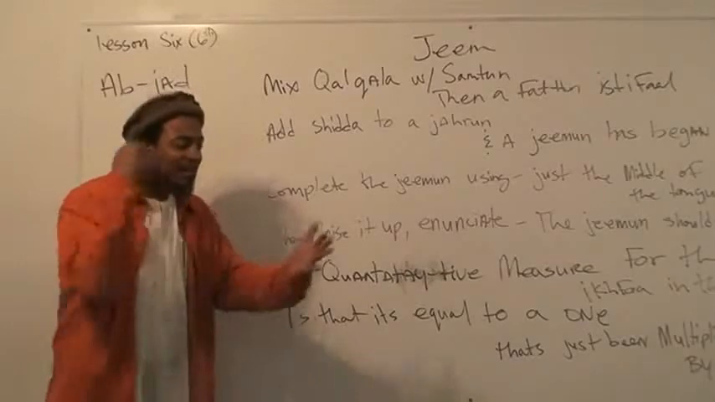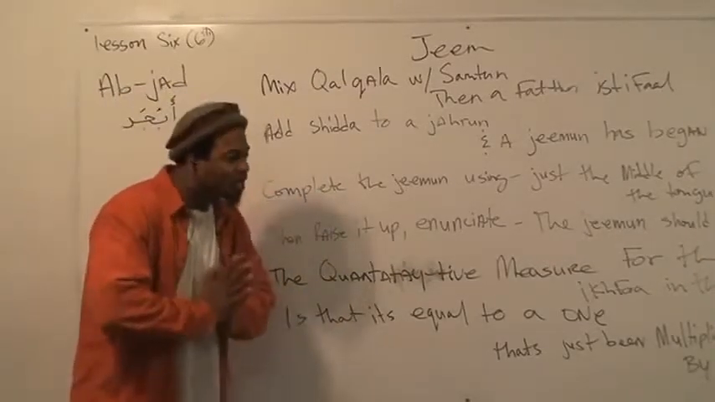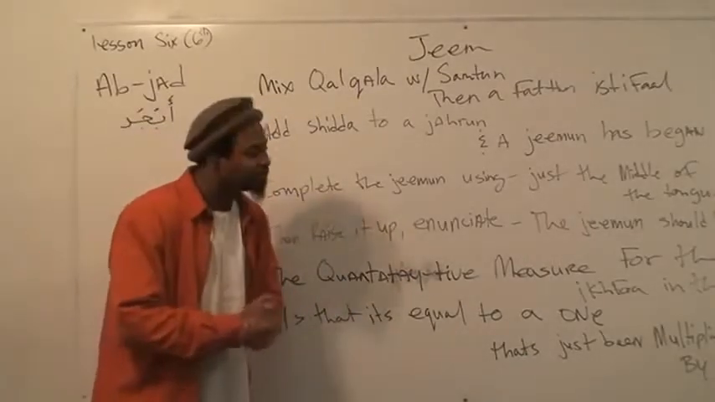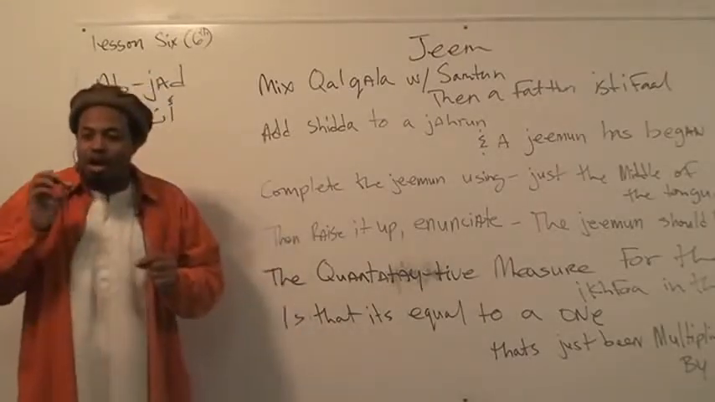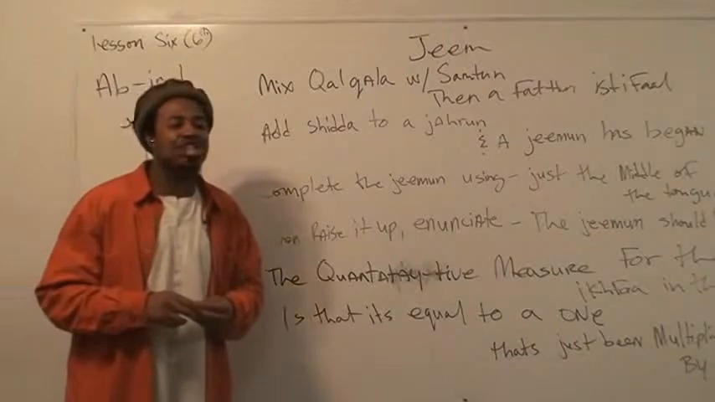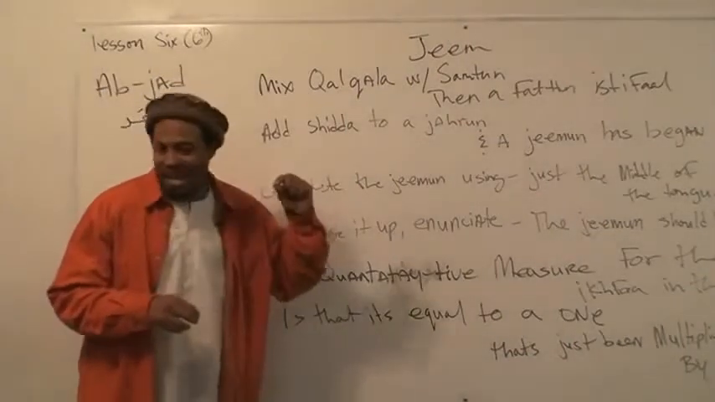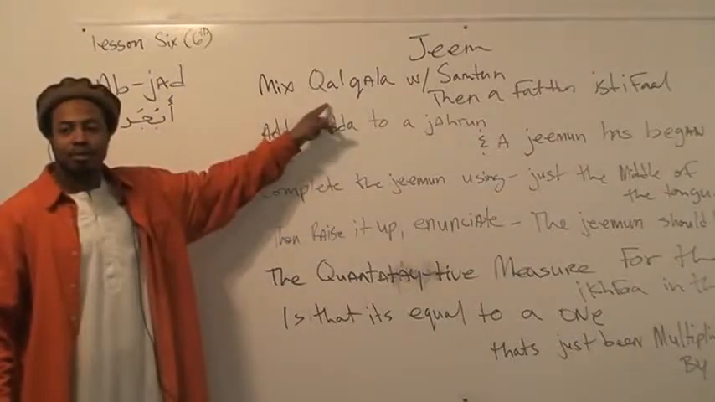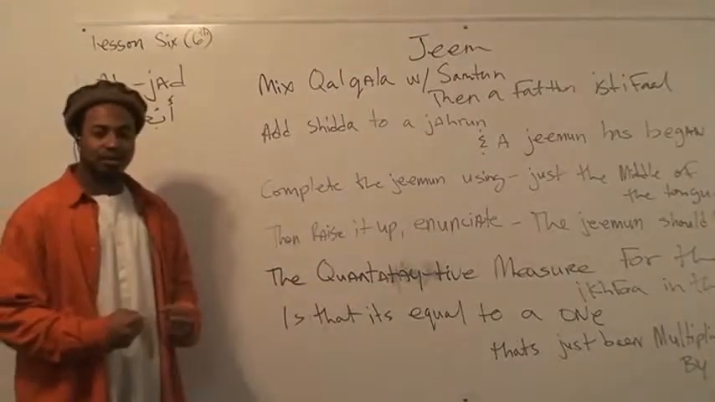Qalqala is a beating sound. What is qalqala? Say the whole sentence. So that means that the letter jim, it beats. Everybody say ajja. Al-hajj. You hear that sound? That j at the end? That's the qalqala.